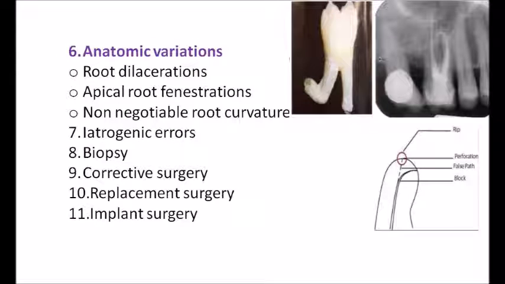The other similar indications are anatomic variations. As you can see in the picture, the variations in root morphology and anatomy, that is root dilacerations, apical root fenestrations, and non-negotiable root curvatures. These are the anatomic variations you can expect, which require endodontic surgery. Iatrogenic errors, biopsy, corrective surgery, replacement surgery, and implant surgery, all these require endodontic surgeries.